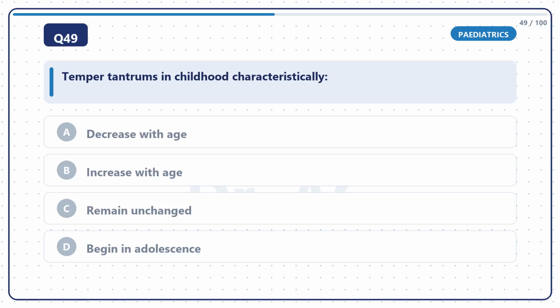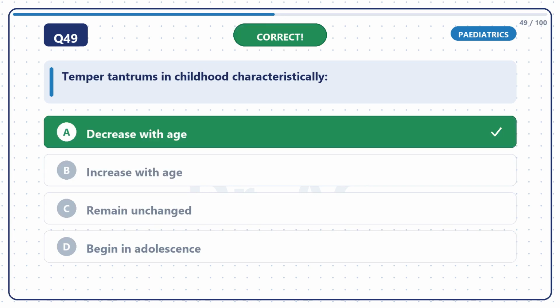Hepatotoxicity. Question 49. Temper tantrums in childhood characteristically option A, decrease with age. Option B, increase with age. Option C, remain unchanged. Option D, begin in adolescence. The correct answer is option A.